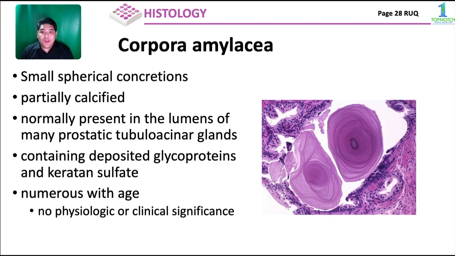So ito, yung buzzwords natin, your corpora amylacea. These are small spherical concretions. They are partially calcified. Mukha siyang corpora arenacea, pero different lang yung location. It is normally present in the lumens of the many prostatic tubuloalveolar glands. They contain deposited glycoproteins and keratan sulfate. Mas dumarami yan when your prostate ages. And sabi naman nila, there's no physiologic or clinical significance pagdating sa corpora amylacea. Again, review: corpora arenacea, it's from the pineal gland. Corpora amylacea, it's from the prostate gland.